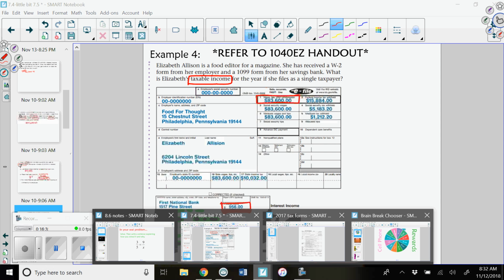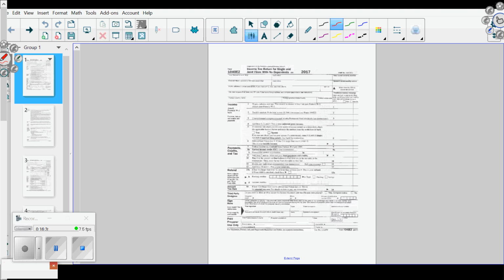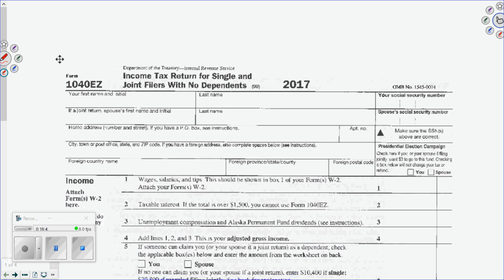Let me pull mine up separately here. Notice right at the top, it says 1040 EZ, right in the top corner. When we have our test, which will be on Friday this week by the way, it's going to be based on which form, so you need to make sure you're using the right form. We are doing 2017 because the forms for 2018 have not been released yet, even though it's November. All right, let's fill this in.